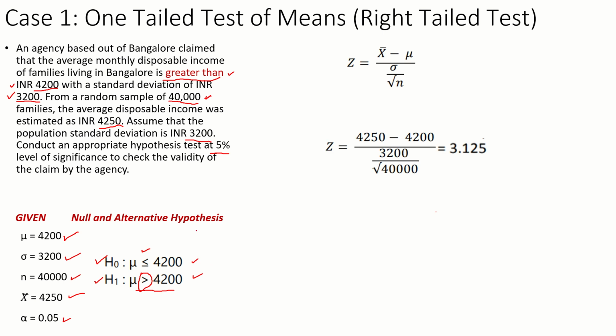This is the formula we have seen in the previous lessons. Z star equals x bar minus mu, divided by sigma over root n. We have just filled in the values here. x bar equals 4250, mu equals 4200, divided by sigma, which is 3200, divided by root n, where n is 40,000, equal to 3.125.